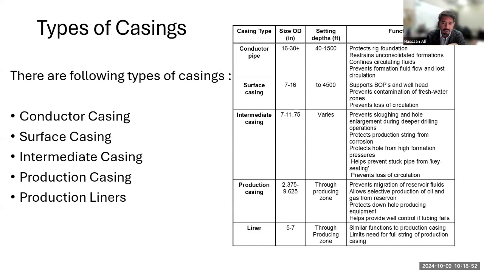You can have electrical submersible pumps, you can have PCPs, you can have gas lift equipment, you can have different types of subsurface safety valves, and the production casing is there to protect it. And last but not the least is liner. Liner is not universally used, but in some cases, a liner can be used. But in most of the oil wells, you will see that production casing is the last type of casing.